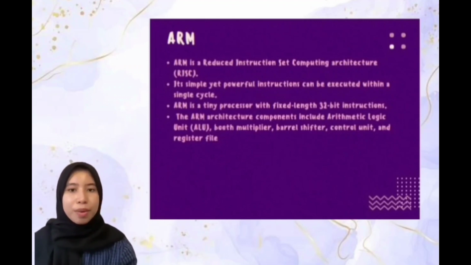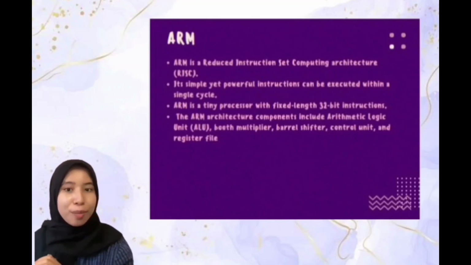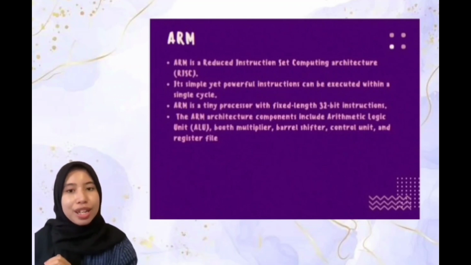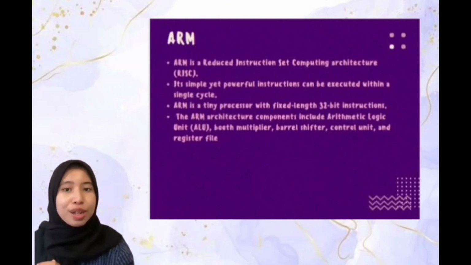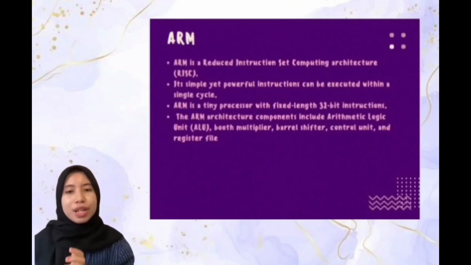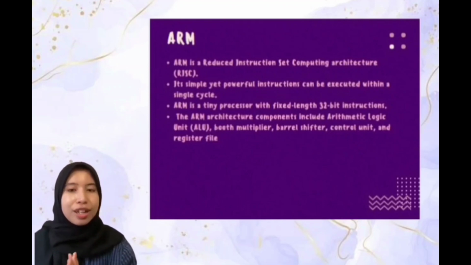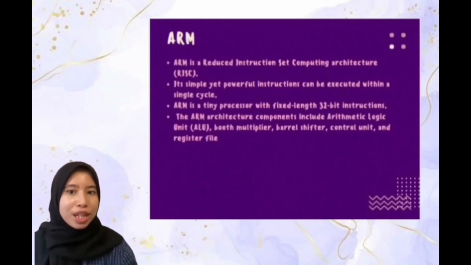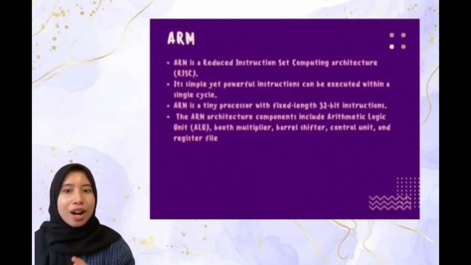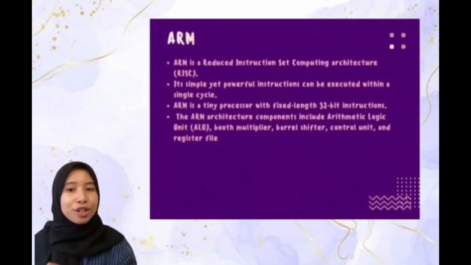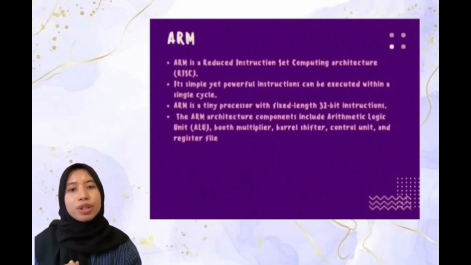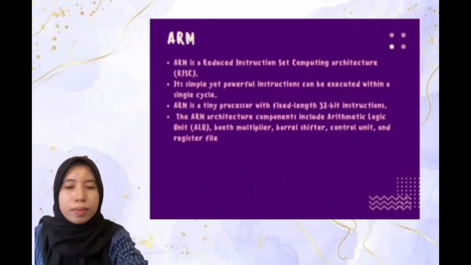Next is ARM structure, design, and architecture. ARM is a reduced instruction set computing, RISC. It's a simple yet powerful instruction set that can be completed within a single cycle. ARM is a tiny processor with a fixed-length 32-bit instruction. ARM architecture components include a booth multiplier, arithmetic logic unit, barrel shifter, control unit, and register file. So, this figure shows one example of the ARM architecture.